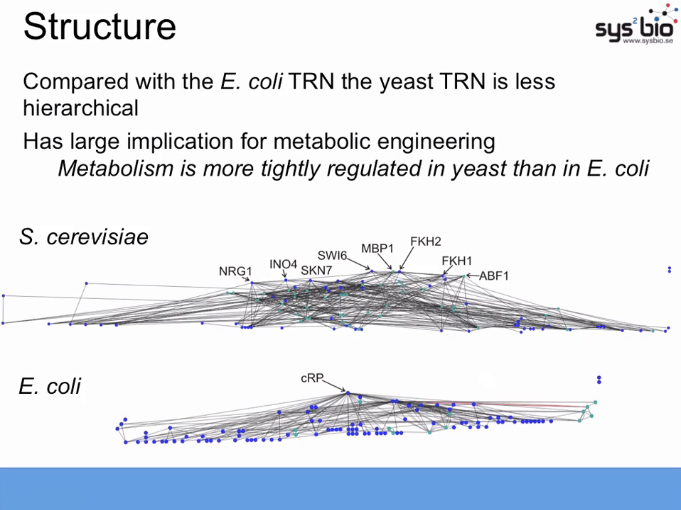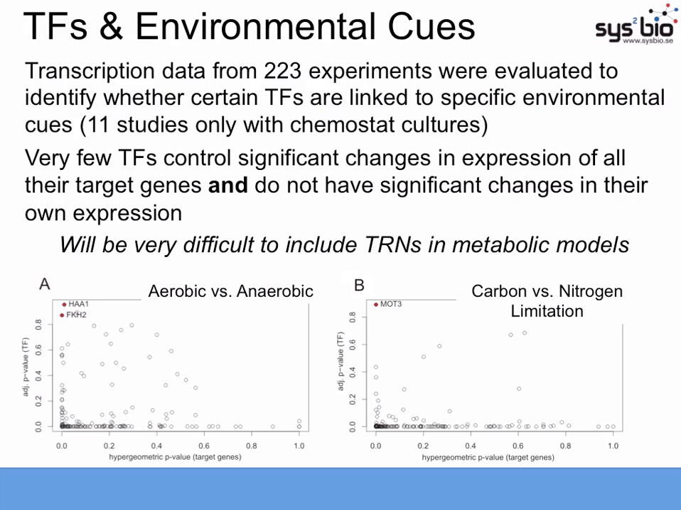If you look at the structure of these networks, hierarchy is a difficult word to use in this context, but basically the E. coli network is more hierarchical in the sense that one key transcription factor sits as a supercontroller, whereas in yeast you have several sitting at the top, and they are also cross-talking to a very large extent. So these are, as I said, some of the challenges. We were then interested to see if we can identify some key environmental cues that regulate the expression of some of these different transcription factors.